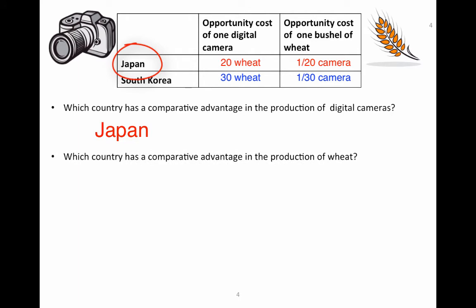Now let's look at wheat. In Japan, 1 bushel of wheat costs 1/20th of a digital camera. So when Japan produces 1 bushel of wheat, it must forego 1/20th of a digital camera. Compare that to South Korea, where every time the South Koreans produce a bushel of wheat, they forego 1/30th of a digital camera. Since the opportunity cost of producing a bushel of wheat is lower in South Korea, 1/30th is less than 1/20th, South Korea has the comparative advantage in the production of wheat.